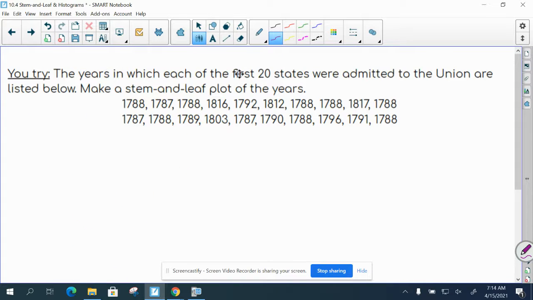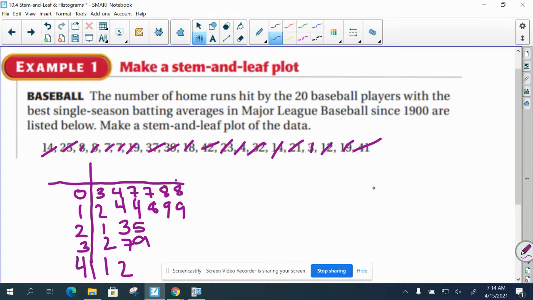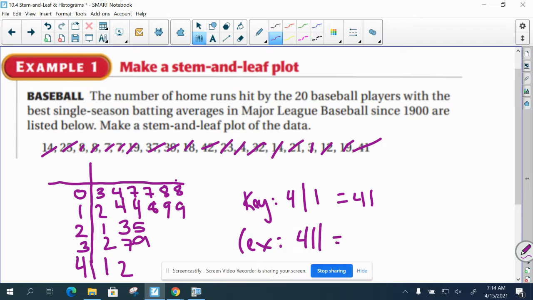Oh, also one of the things that is good to do is to make a key. So for here, our key would be like 4|1 is equal to 41. Because there's one example in the Edulastic where, for example, the key is 4|1 is equal to 4.1. So be careful, that one is a little bit tricky.